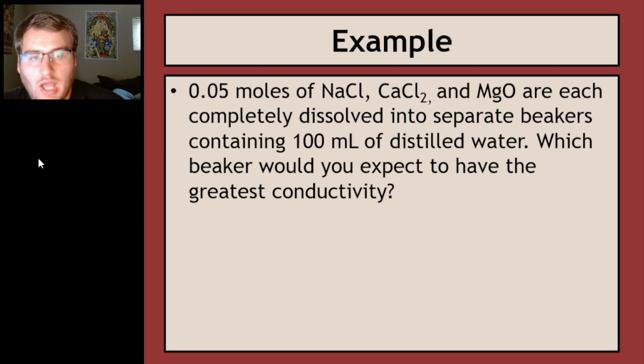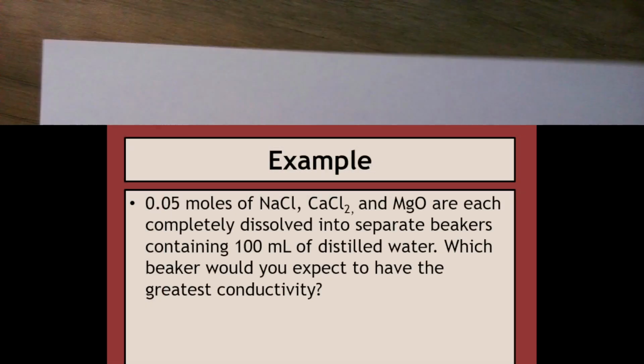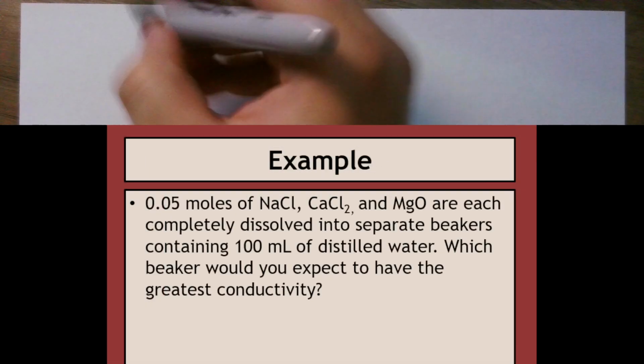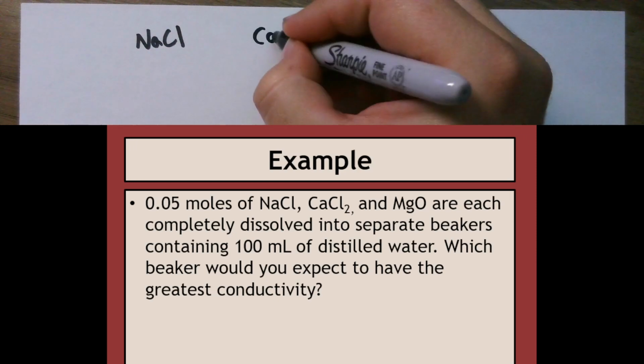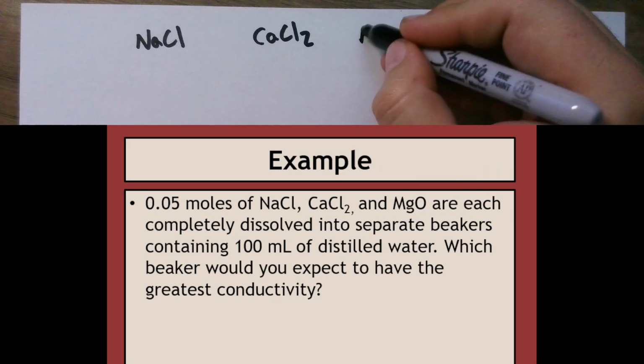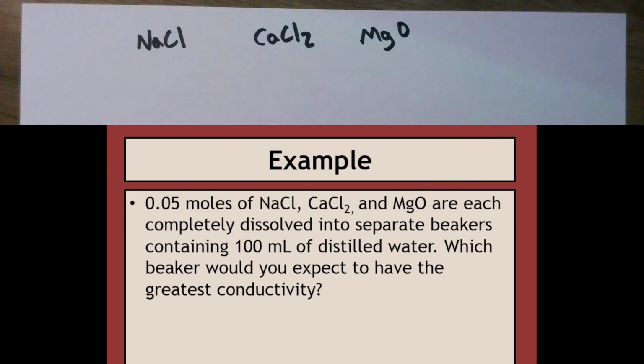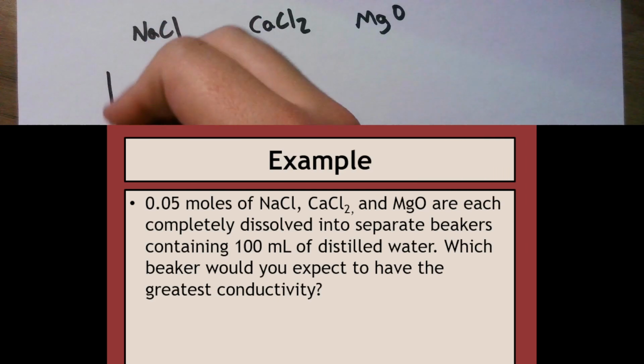So I have 0.05 moles of NaCl, CaCl2, and MgO, each completely dissolved into separate beakers containing 100 milliliters of distilled water. Which beaker would you expect to have the greatest conductivity? Okay, to set up my situation, I have 3 beakers: NaCl, CaCl2, MgO. And these are going to go into the beakers.